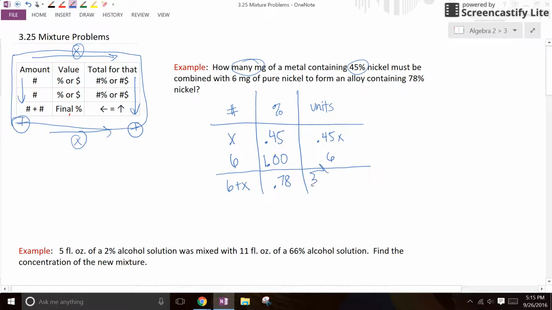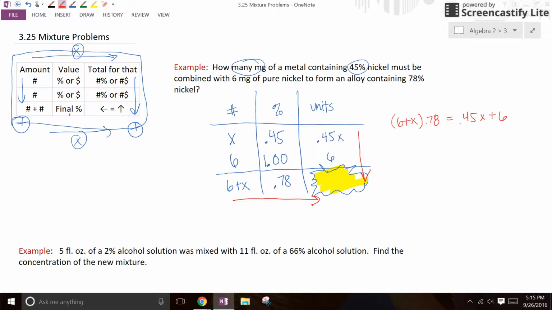And here's my favorite part right here, the money cell. This is the guy that's going to have all the answers. What I mean by that is when we add this way and multiply that way, it should equal when you add this way. So you have a nice little system. When I multiply 6 plus x times 0.78, it should equal 0.45x plus 6. Those two things should be equal in order for my chart to work. And lo and behold, that's how I will solve.